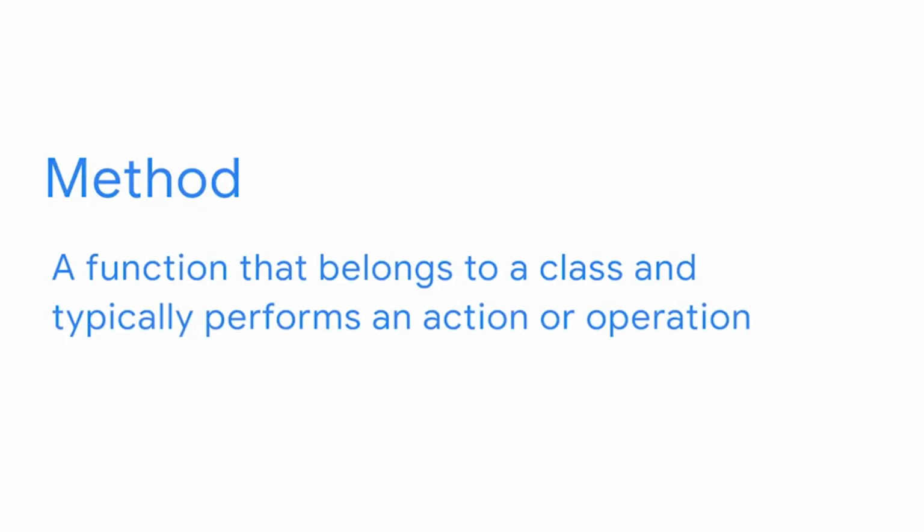These actions are known as methods. A method is a function that belongs to a class and typically performs an action or operation. They use parentheses. In our examples, each method acted on the value of our variable. It changed it in some way. That's what I mean when I say that methods typically perform an action or operation.